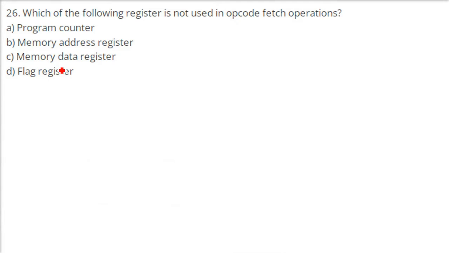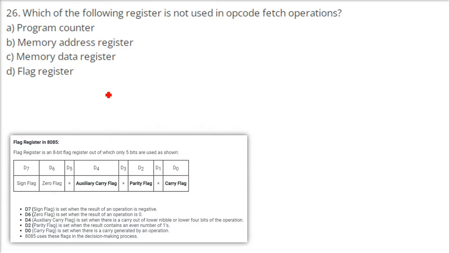Which of the following registers is not used in opcode fetch operations? Any instruction will have two parts: the operation code, opcode, and the operand. So which of the following registers is not used in opcode fetch operation?